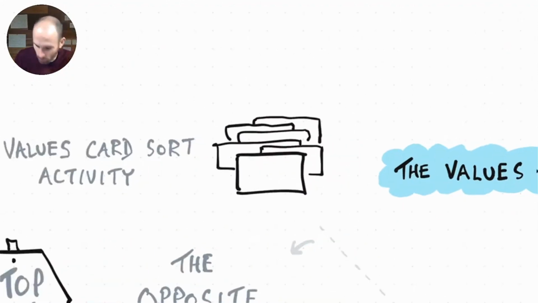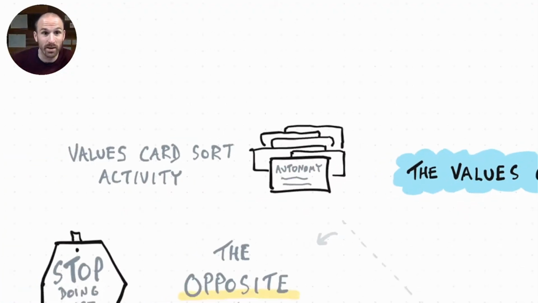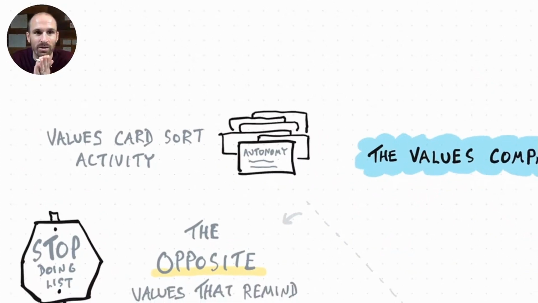They're in alphabetical order. One of them is like autonomy as a value. And there's a little bit of a description, a very short phrase that describes what that value is. So the idea is that you can print out all of those pages of value cards, cut them up, and then use those to sort and determine which of those are the most important for you.